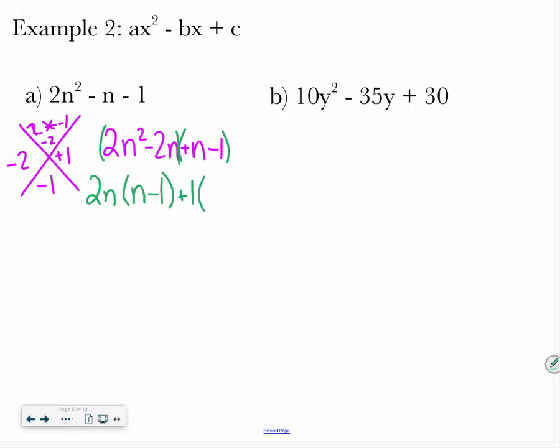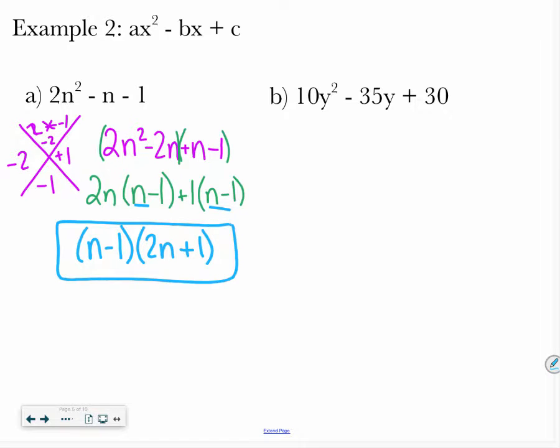So I put a 1 in front, because remember, multiplying or dividing by 1 doesn't change anything. I'm left with n minus 1 inside my parentheses. So I know my parentheses match. So I can write n minus 1 times 2n plus 1. And I can FOIL it out to see if I end up with what I started with. If I do that, I know my answer is correct. So on the test, you can check every single answer if you want.